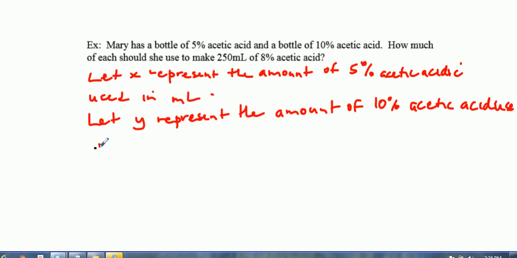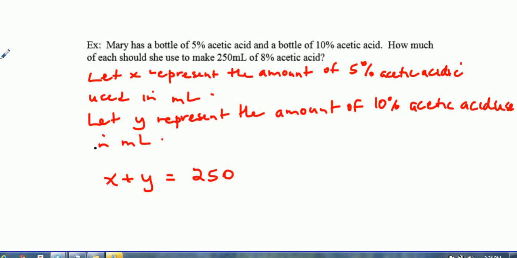Okay, so our first equation is, if we add these two amounts together, what should we get? X plus Y. If we mix the two amounts, we're trying to make a solution of 250 mils, right? So X plus Y equals 250. The question is, what is the amount that we're going to use, right?